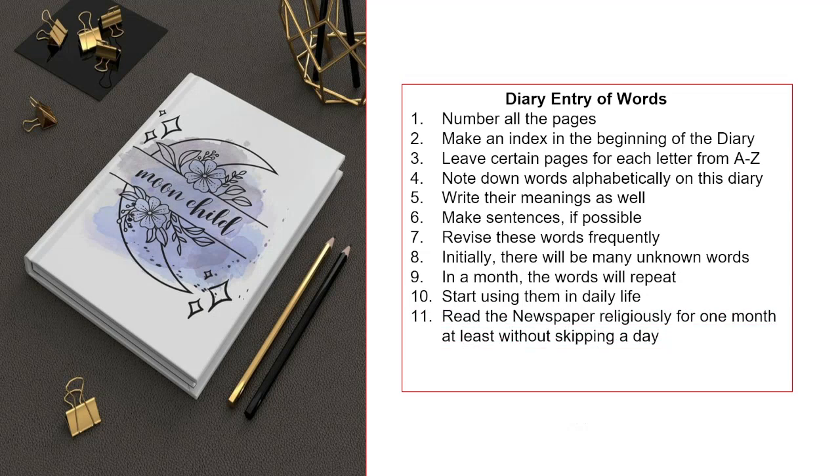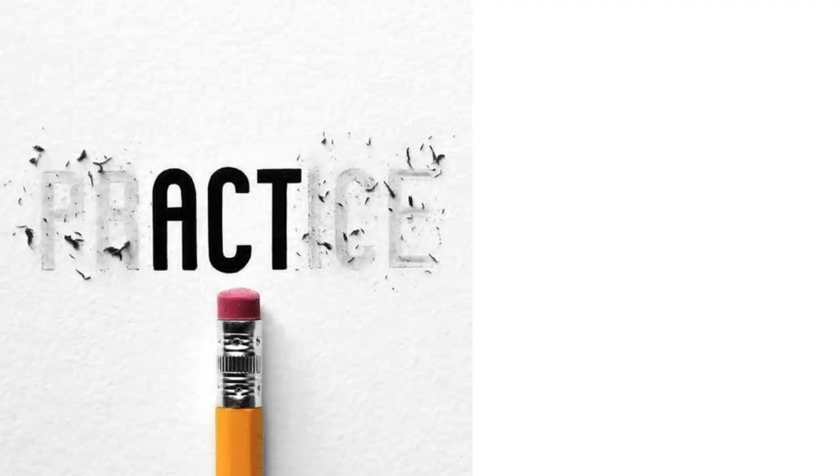And then read the newspaper religiously for 1 month at least without skipping a day. Religiously means the way you do puja and all. If you do not do puja, one day you feel that God will punish you. Consider it that way only. Read it for 1 month, 30 days. And then you will find a marked improvement in your vocabulary and knowledge in 1 month. And if you do it for 1 month, I can guarantee you will be doing it for 6 more months. And then ultimately, practice is what you really need.